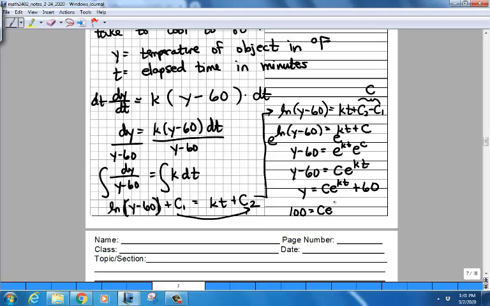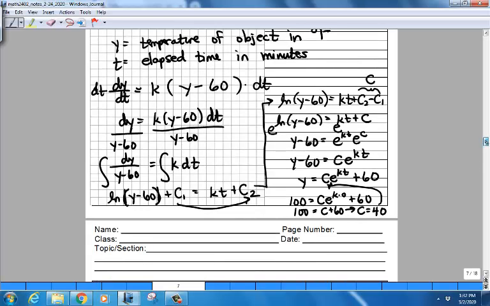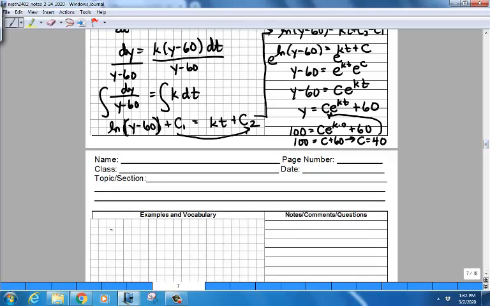So let's see what that means C has to be. So we get C times e to the k times 0 plus 60. But what's this? Is that just C? So we have 100 is C plus 60, which means C here is equal to not 100, but 40. So in our formula, this is going to be 40. Now let's see if we can figure out what k is. How do we figure out what k is? What other information did they give us? When t is 10, they told us the temperature had dropped to what?